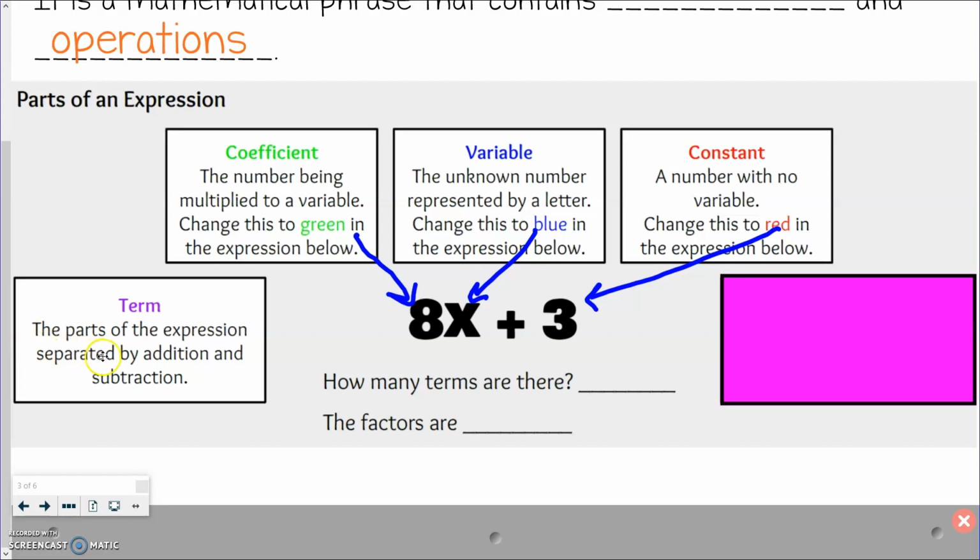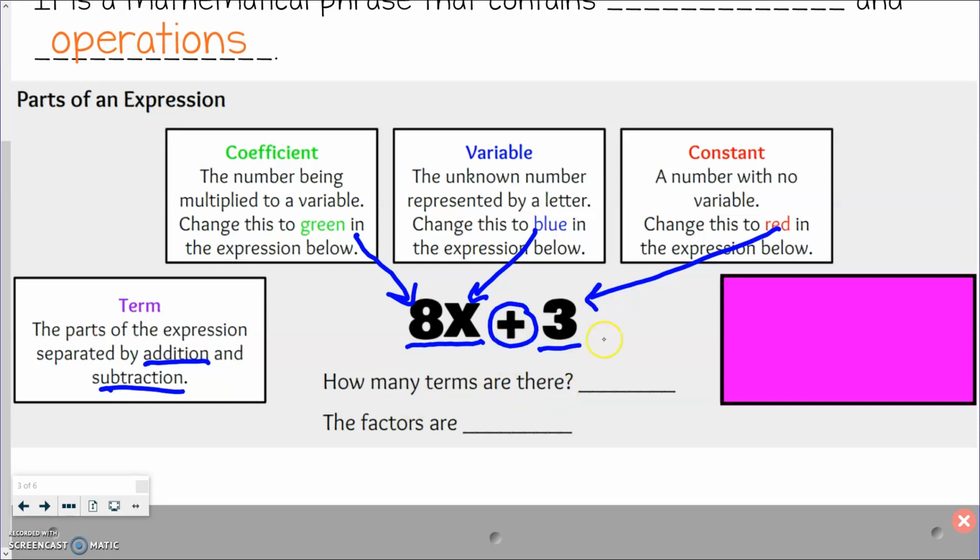The word term is the parts of the expression separated by addition and subtraction signs. Very important here. So if I look at my expression here, I see one addition sign. So what that means is that's what's separating our terms. So we've got 8x as a term, because that has multiplication. That's not separated. So 8x is one whole term. Then because of this addition sign, it's separating it from the 3, which is our second term.